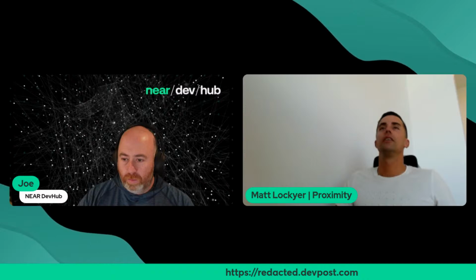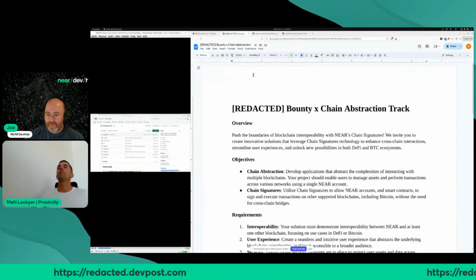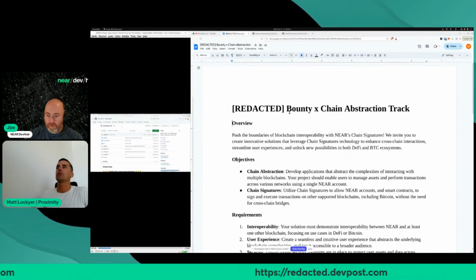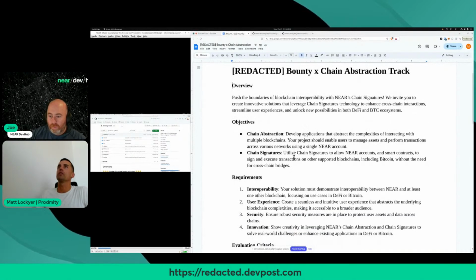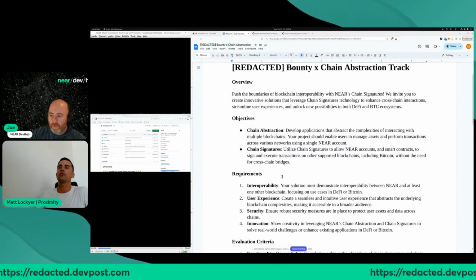There we go. Cool. Yeah, we've got multiple windows here. First, I just want to mention, and I'll come back to this in a bit, that Proximity is putting up a lot of bounties for the Redacted Hackathon. This is all to do with chain abstraction, chain signatures.